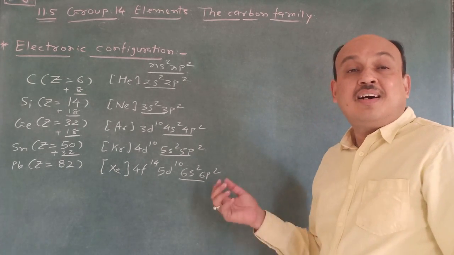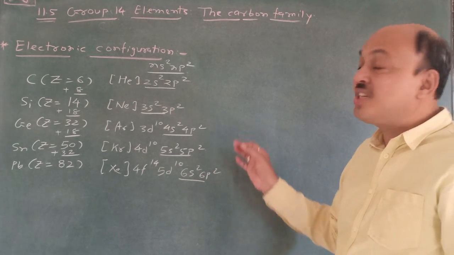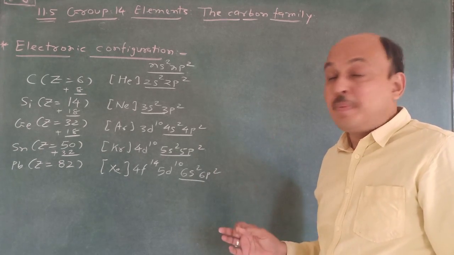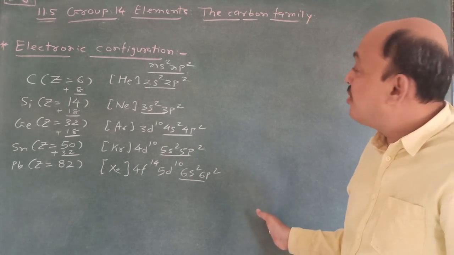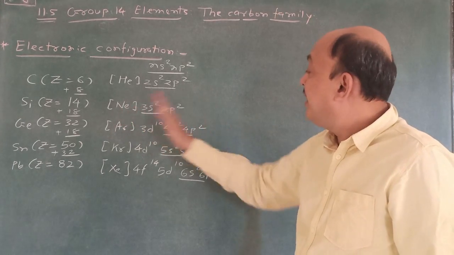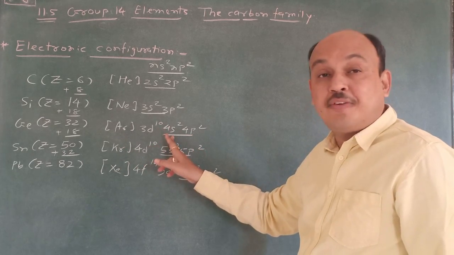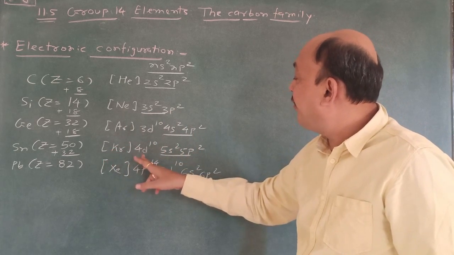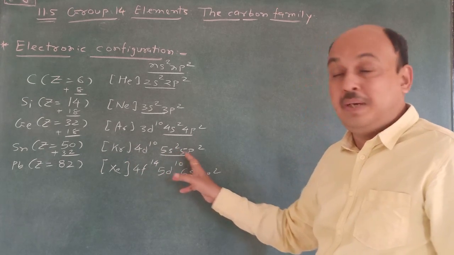And another reason why the variation occurs: inert pair effect, poor shielding, and screening effect. You must remember these words. Therefore, write down the electronic configurations this way. He core 2s2 2p2, Ne core 3s2 3p2, Ar core 3d10 4s2 4p2. First of all, electrons enter 4s, then 3d, and then 4p. Another, krypton core 4d10 5s2 5p2. First electrons enter 5s, then 4d, and then 5p.